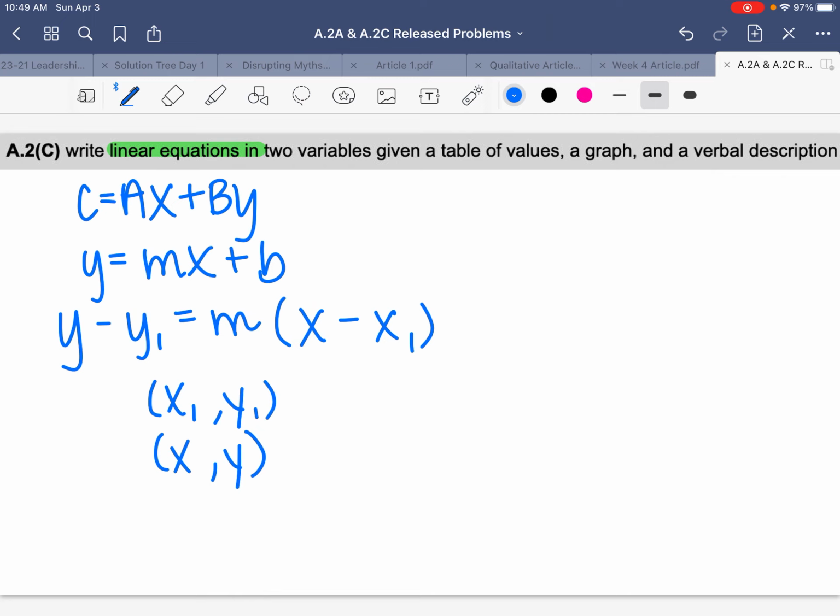So today we'll be writing those equations in one of the three forms using two variables, x and y, and we'll be given a table of values, a graph, or a verbal description. So we'll be using those three representations to write a linear equation.